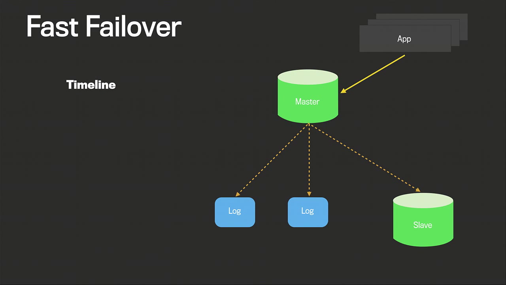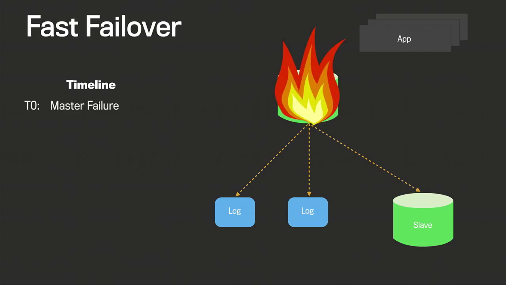So now that we have this, how does fast failover actually work? This is our production system, right? We have our master, we have the log tailors, we have an application, in this case Iris, writing data to the master, being downloaded by the slave. We have our timeline going on here. The first thing is the master fails. Oh noes, the server's failed.